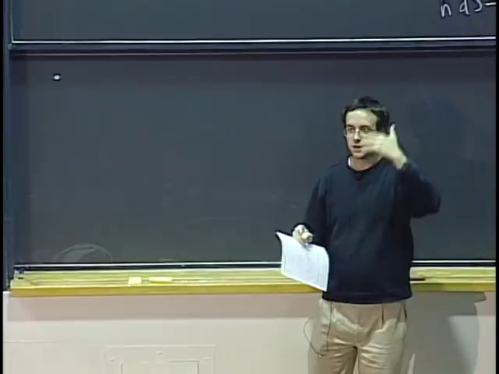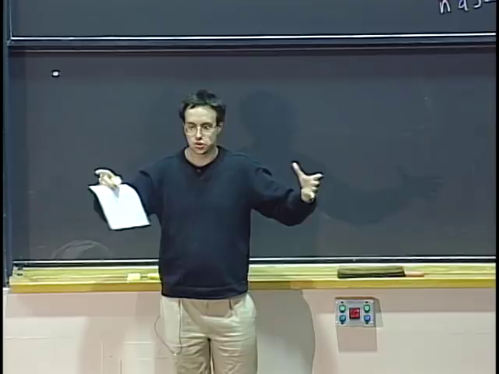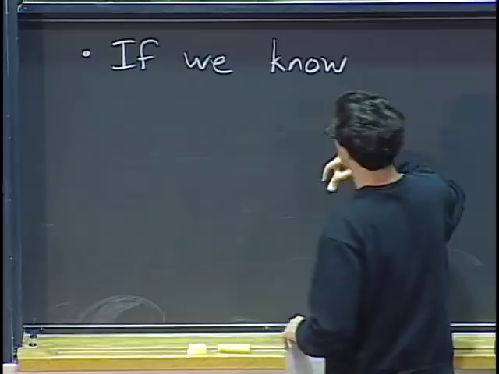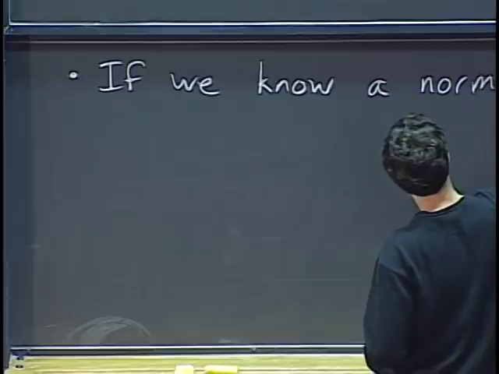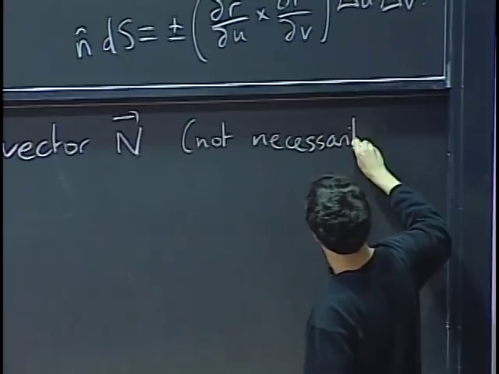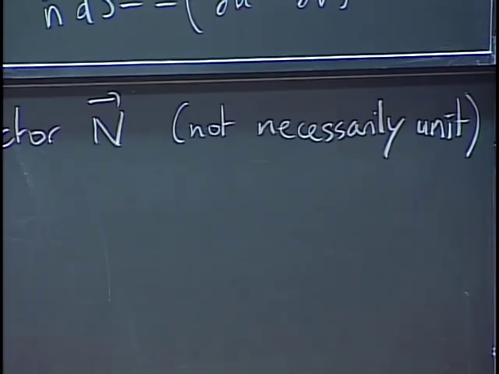Maybe we don't know how to solve for z as a function of x and y, but our surface is given by some equation. And so maybe what we know is not really these kinds of formulas, but maybe we know a normal vector. I'm going to call this one capital N because I don't even need it to be a unit vector, you will see. It can be a normal vector of any length you want to the surface.